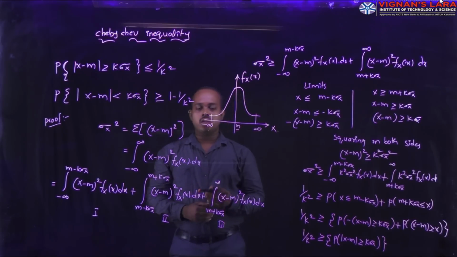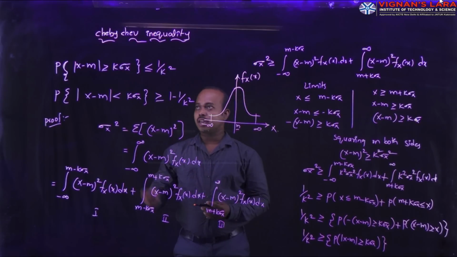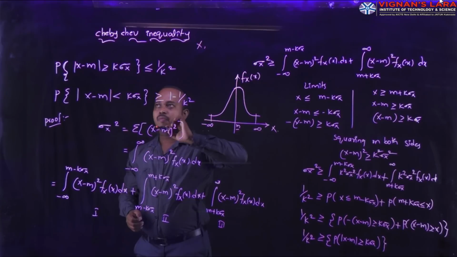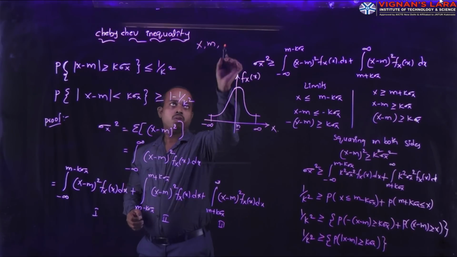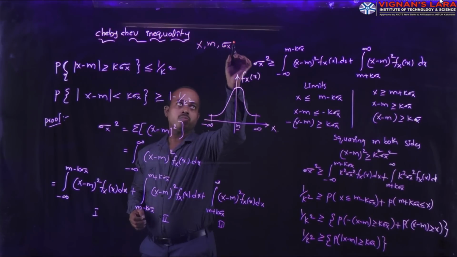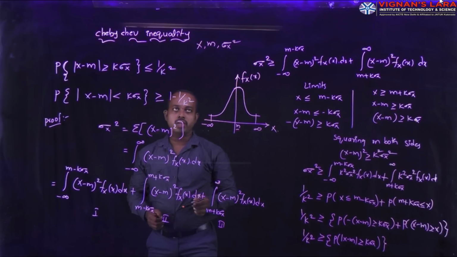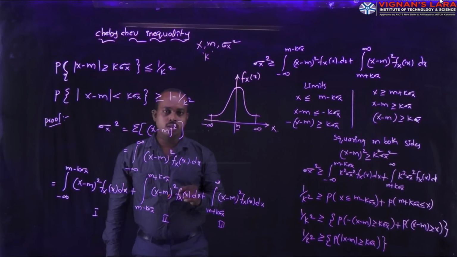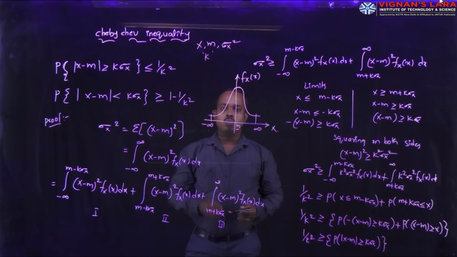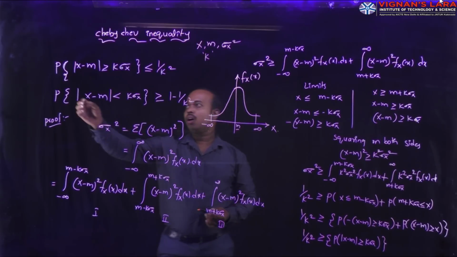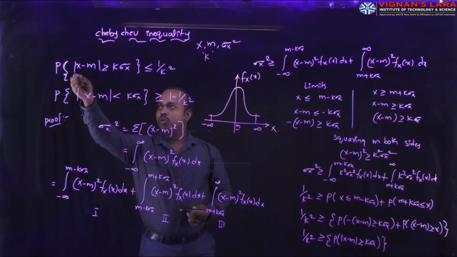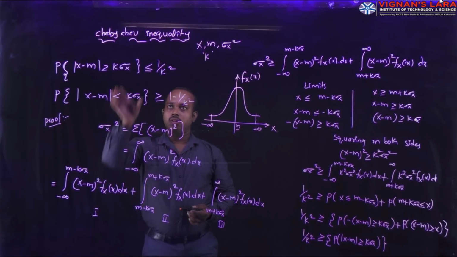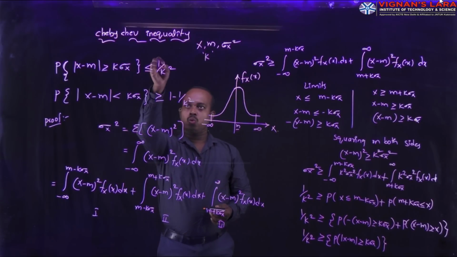We can write the statement of the Chebyshev inequality. We consider X is a random variable, m is the mean value, and sigma_X squared is the variance. We consider any positive integer k. From these assumptions, we can write the Chebyshev inequality formula: probability of modulus X minus m greater than or equal to k times sigma_X is less than or equal to 1 by k squared.